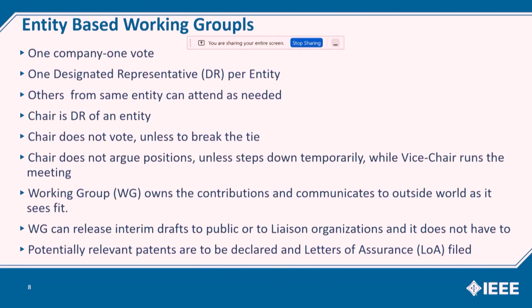Okay, so there are individual groups and entity groups. In individual, everybody represents themselves. They come from a company, but they basically represent themselves. They owe their allegiance to the working group, and they participate as an individual contributor. Now, in an entity project, it is one company, one vote. So one designated representative votes on behalf of that entity, on behalf of that company.